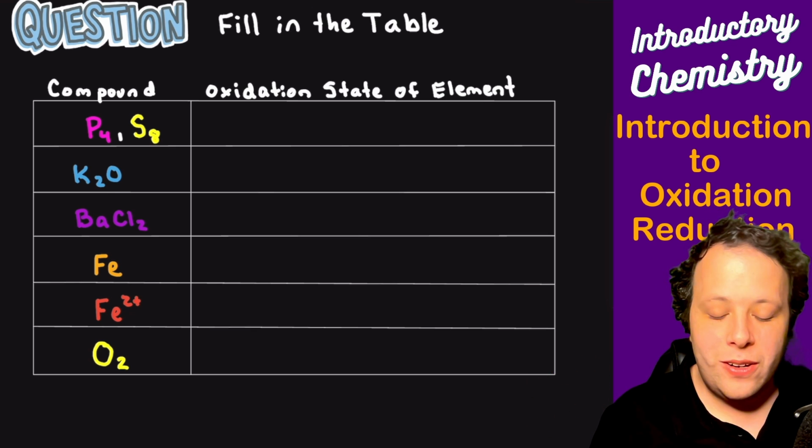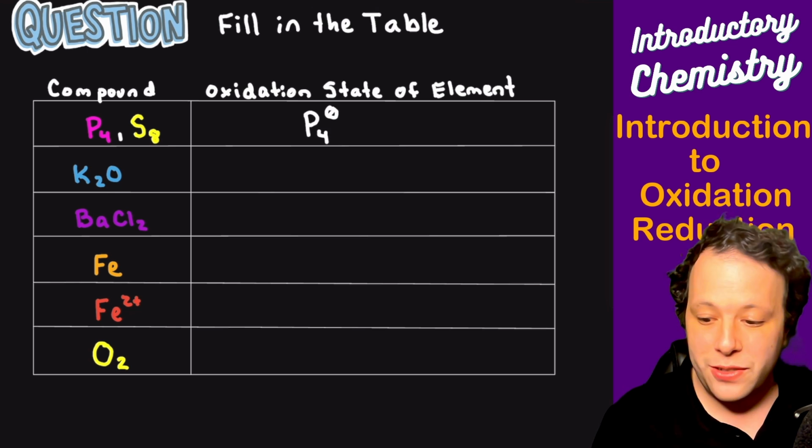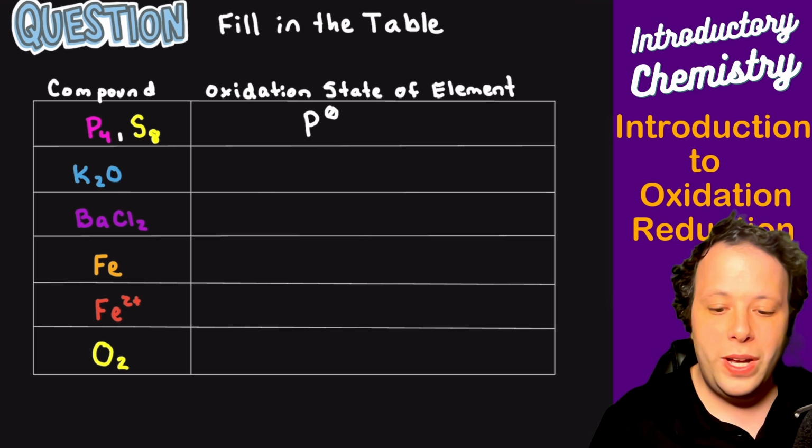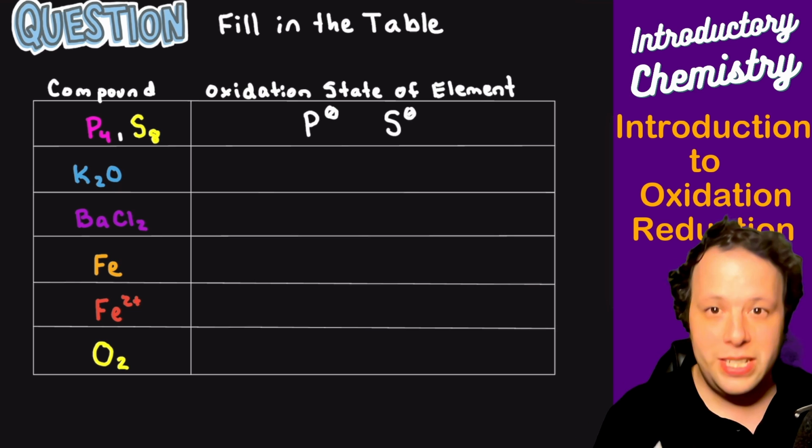When they are in their natural state, so let's say if I have phosphorus 4, they're going to have a charge of 0 for all the phosphoruses that are available. Same thing with sulfur when it's in S8. They are going to have a charge of 0.